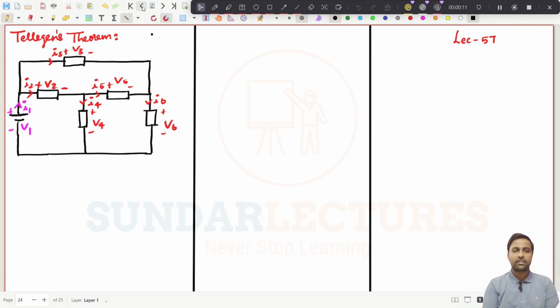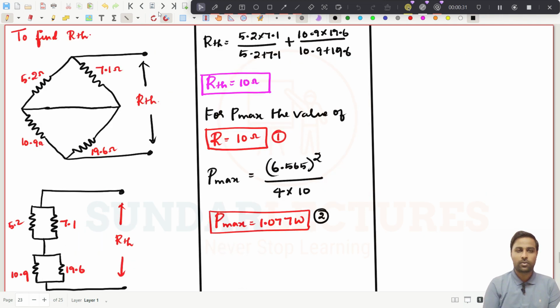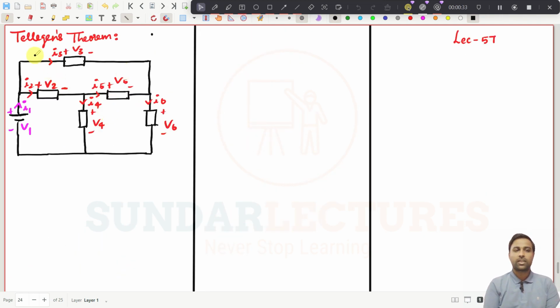In the previous class we took some problems in AC and DC circuits, and we applied the maximum power transfer theorem to find the maximum power transferred to the load resistor, and what resistor should be connected for maximum power. We saw so many things with the examples of AC and DC circuits. In this class, we are going to see TELLEGEN'S theorem.